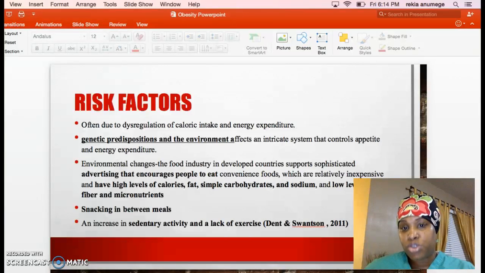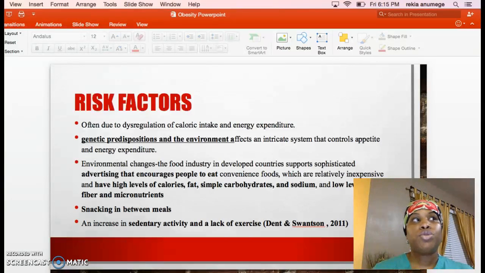Environmental changes, the food industry and developed countries support sophisticated advertising that encourage people to eat convenience food. Yeah, we see ads every day on TV for McDonald's and Popeyes and things of that nature. And they're inexpensive now. You can go to McDonald's and there's a dollar menu, okay, to get something that's 700 calories, what we don't need. Whereas you go to Publix and you're looking for, let's say, something that's good for you, like an avocado, and it's like $3 for one avocado. So yeah, where is that going to lead us?